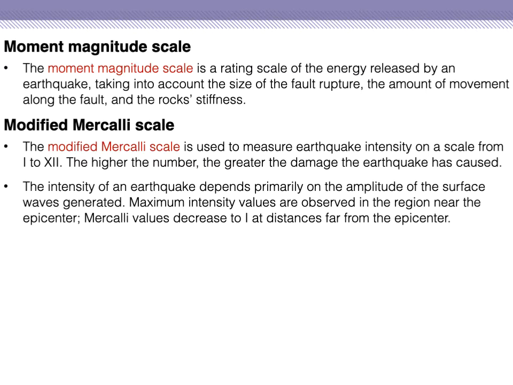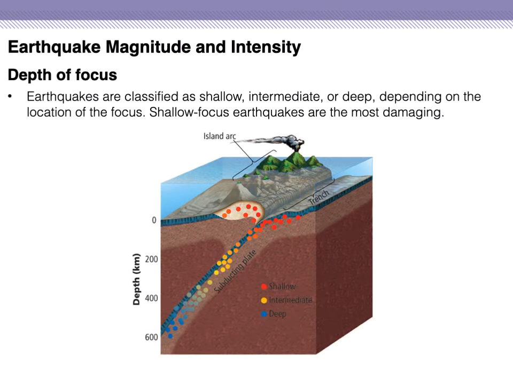The intensity of an earthquake depends primarily on the amplitude of the surface waves generated. Maximum intensity values are observed in the region near the epicenter. Mercalli values decrease to 1 at distances far from the epicenter. Earthquakes are classified as shallow, intermediate, or deep, depending on the location of the focus. Shallow focus earthquakes are the most damaging.